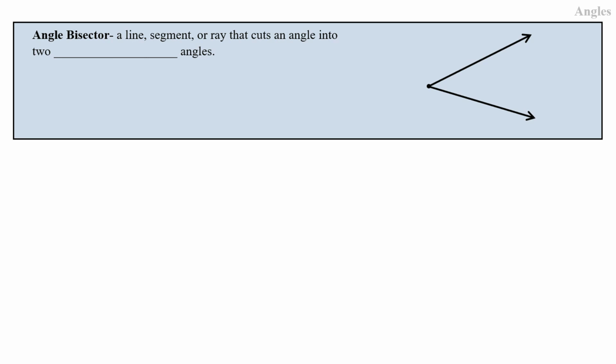Angle bisector. Remember, last time, bisector means to cut exactly in half. So any line, segment, or ray that cuts an angle into two congruent angles is said to be an angle bisector. It doesn't have to be a ray, but most of the time you'll see rays. So if I draw a ray right through the middle here, let's say this was 20 degrees and the bottom was 20, then these two are congruent angles, and therefore this ray is an example of an angle bisector.